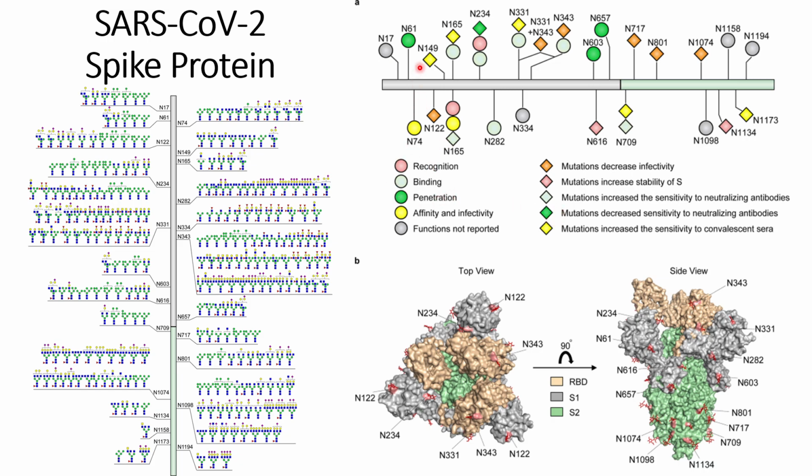And this diamond shaped yellow color represents glycans such as N149, which helps the mutated SARS-CoV-2 virus in penetration, or in other words, to infect the host cells. Similarly, other symbols are also represented here. For example, the white circle color represents binding. This type of glycans, such as N165, 234 or 282, helps in the binding of the SARS-CoV-2 virus to the host cell surface membrane.